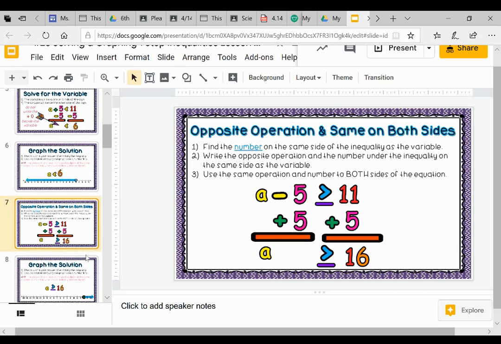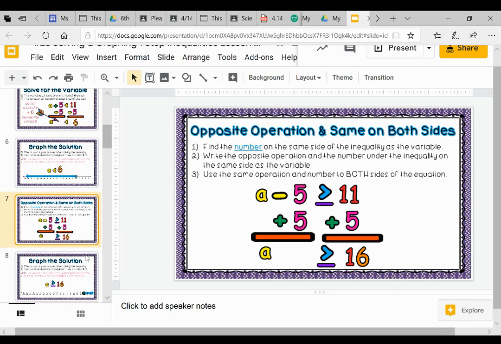All right, here is another example with the subtraction. I have a minus 5 is greater than or equal to 11. Since I see that the a is on the same side as the 5, I'm going to do the opposite operation of subtraction, and I'm going to add 5 to both sides. Minus 5 plus 5 gives me 0, so I don't need to write that down. Leaves me with a is greater than or equal to 16, because 11 plus 5 is 16.